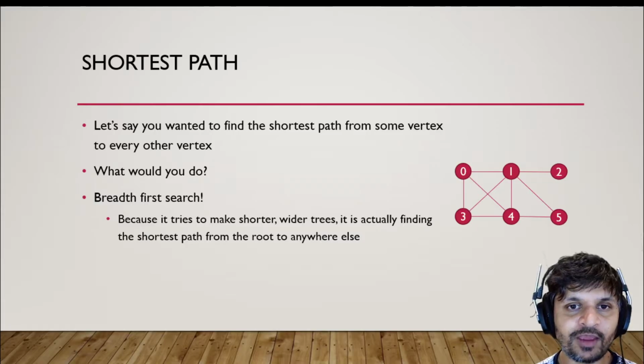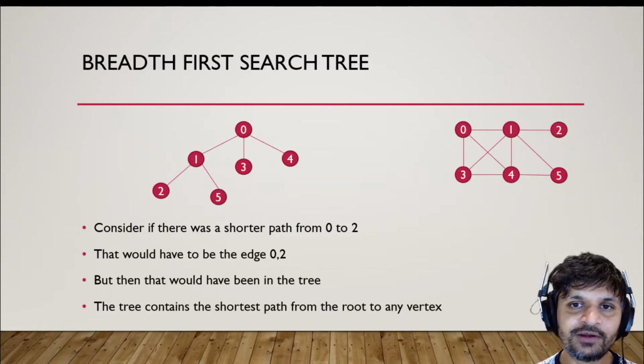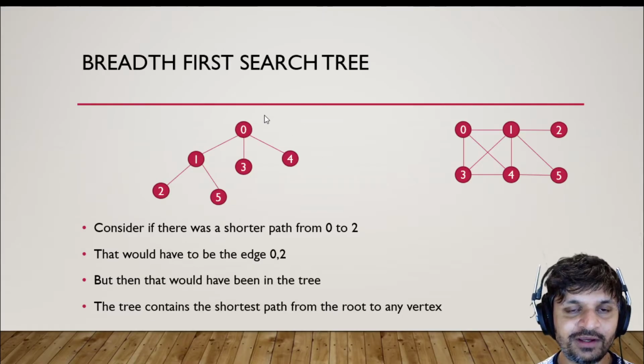But basically what it does is that because it goes sort of across before it goes down, it ends up with shallow trees, like as shallow as possible. And because it's making them as shallow as possible, it's actually finding the shortest path from the root to anywhere else. Okay, so as an example, let's say from this graph, we constructed this breadth-first search tree, right? If you're not sure how to do that, again, please go back to the section on breadth-first search trees and read it. This is a very important algorithm.